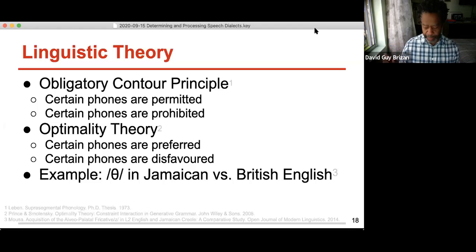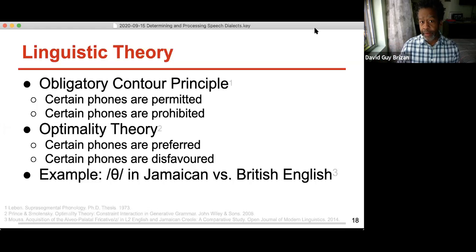So that TH sound can predict how much interaction someone has in the English culture. The more people are steeped in their Jamaican culture, the less interaction they have with the Brits, the less likely they are to make that sound. That's what Musa and found in his work. This is about 6 years ago.